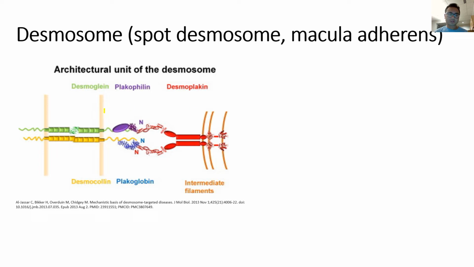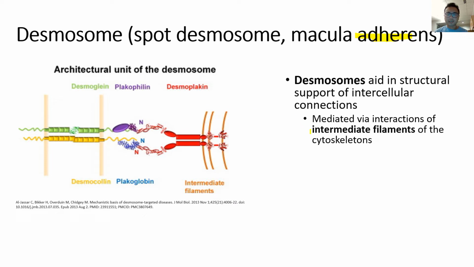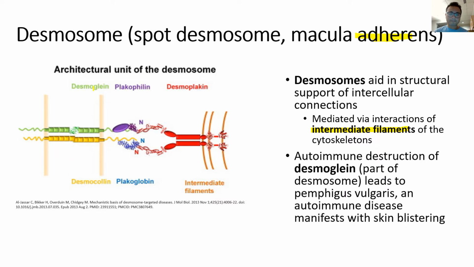The next structure we're going to be talking about are the desmosomes. Desmosomes are also referred to as spot desmosomes or macula adherens. So they are responsible in the adhesion of adjacent cells. And these are important in the structural support of these intercellular connections. Desmosomes connect cells via intermediate filaments of cytoskeletons. So remember, these intermediate filaments are part of the cytoskeleton, and the desmosome is going to attach to the intermediate filaments of both of the cells and facilitate this intercellular connection.